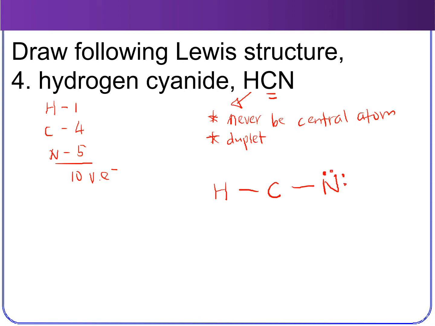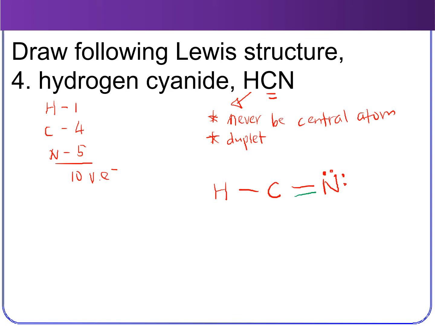2, 4, 6. Okay, so now let's check, is there any extra electron? So 2, 4, 6, 8, 10. There is no extra electron. But at the same time, we notice that the central atom, carbon, hasn't achieved octet yet. So we are going to move one pair of electrons from the terminal atom to form a double bond.